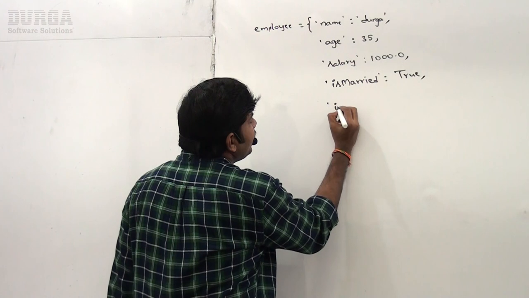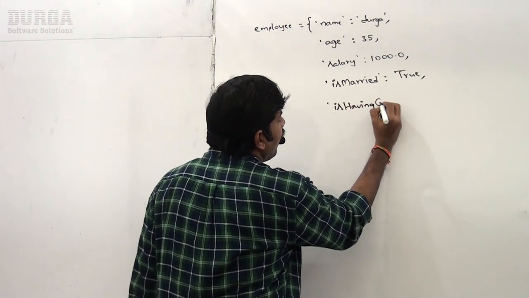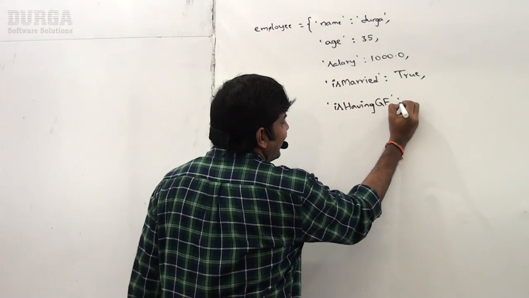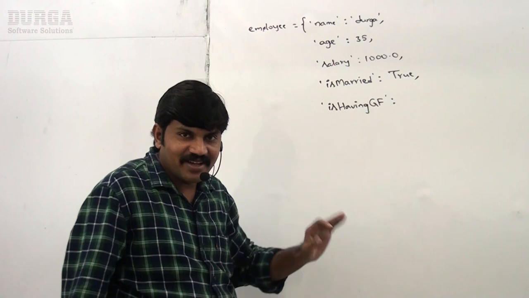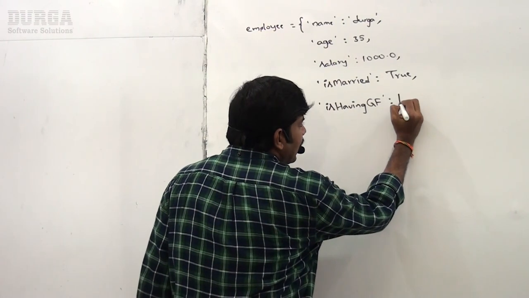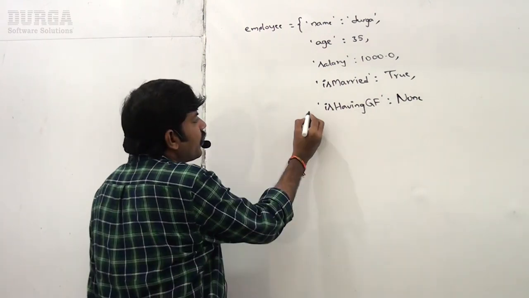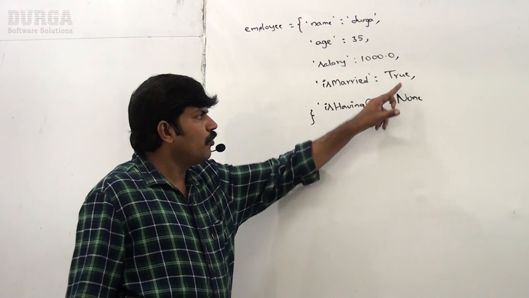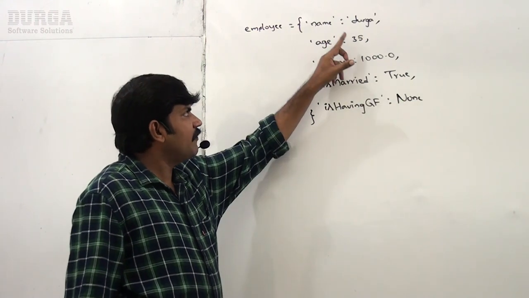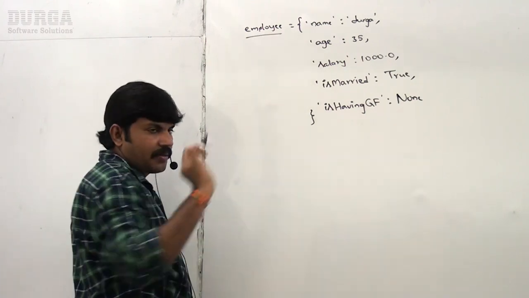Next, is having a girlfriend or not. Just observe this, just to cover all data types I'm taking. Is having a girlfriend or not, sir? None, because this information is not available. So I can use capital True, None, 35. This type of thing is a Python dictionary, remember this.